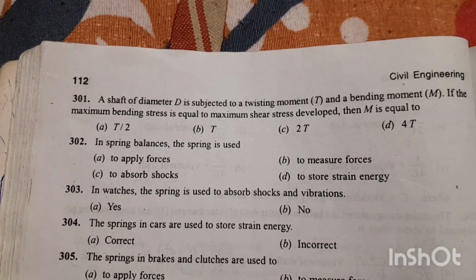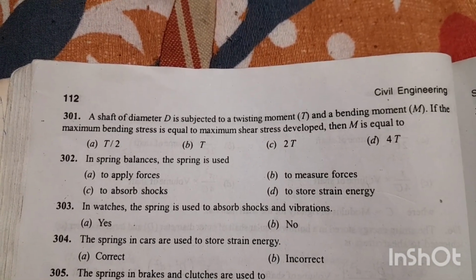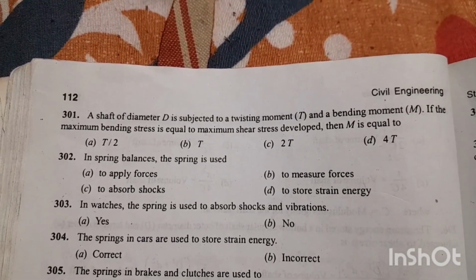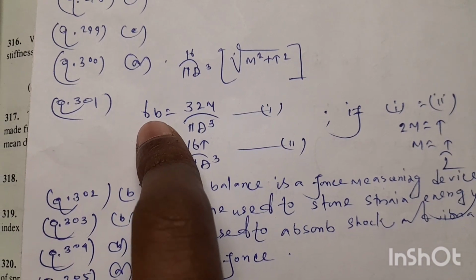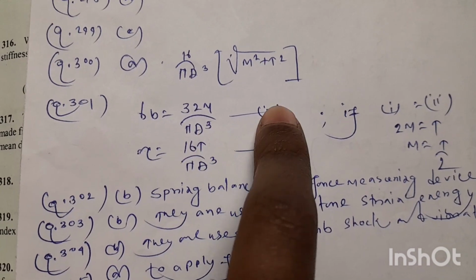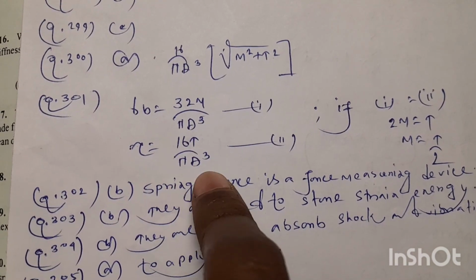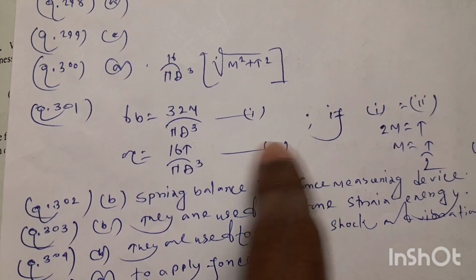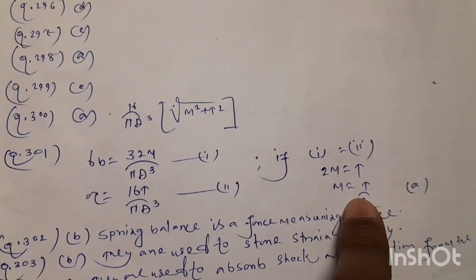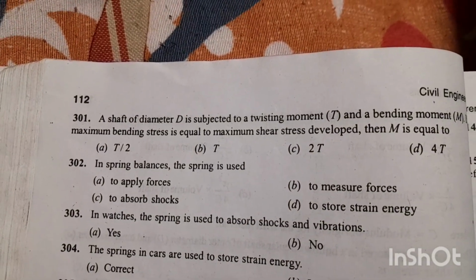Question number 301. A shaft of diameter D is subjected to a twisting moment T and bending moment M. If the maximum bending stress is equal to maximum shear stress developed, then M is equal to. So we know bending stress for the shaft will be 32M divided by pi d cube. This is equation number 1, and shear stress will be equal to 16T divided by pi d cube. This is equation number 2. So if we equate equation 1 and 2, we will get M equal to T by 2. So for question number 301, option number A is the right answer.